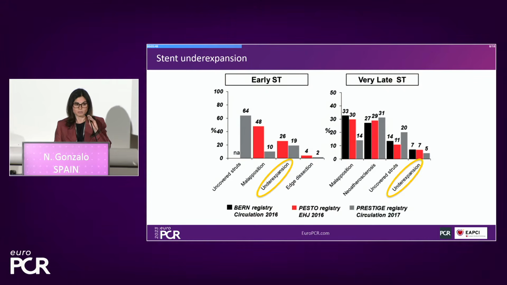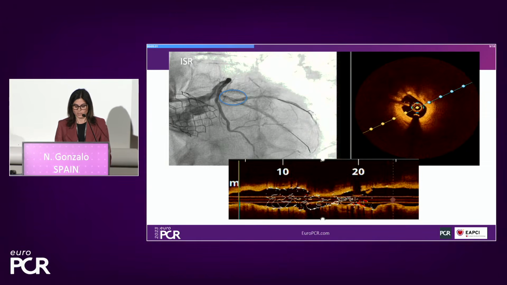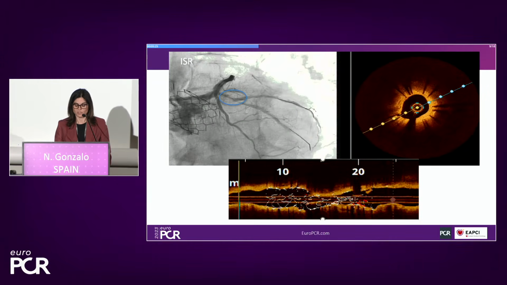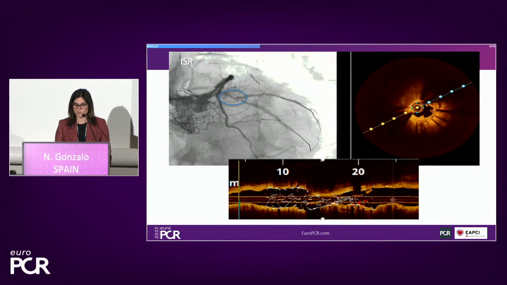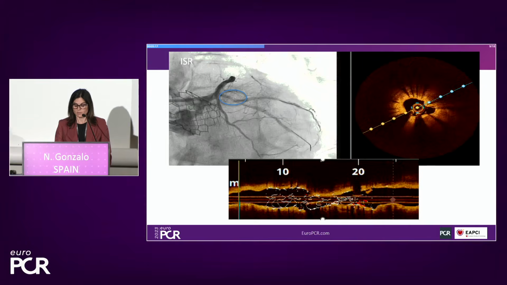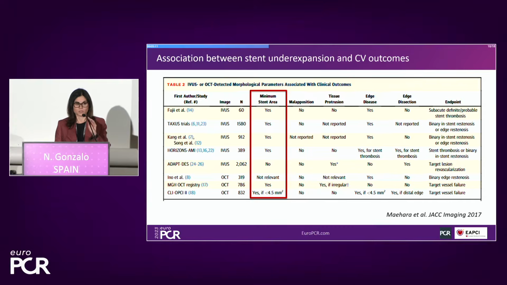Underexpansion has been identified as one of the causes of stent thrombosis in all the registries: the Burn Registry, PESTO, or Prestige. Every stent thrombosis registry has identified underexpansion as a potential cause of thrombosis. Similarly, this is a case of in-stent restenosis. Again, you can see here a restenosis in this obtuse marginal that, in OCT, is caused by a severe underexpansion, caused by the presence of calcium. This was again the cause of stent failure in this patient. So clearly, underexpansion is a problem and is associated with clinical outcomes.